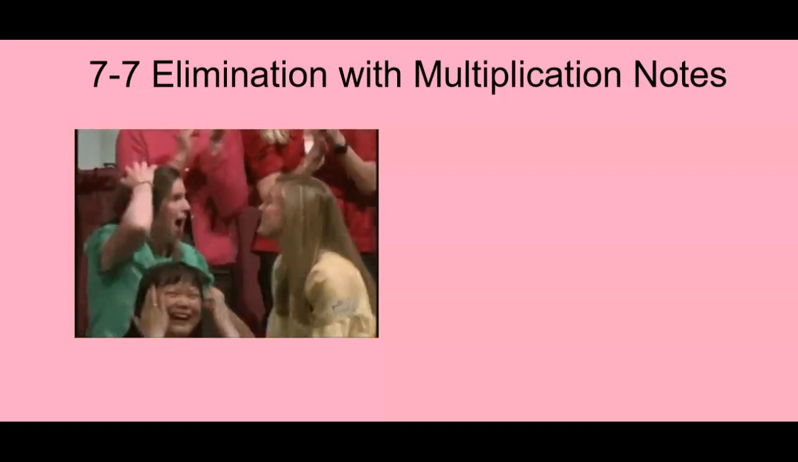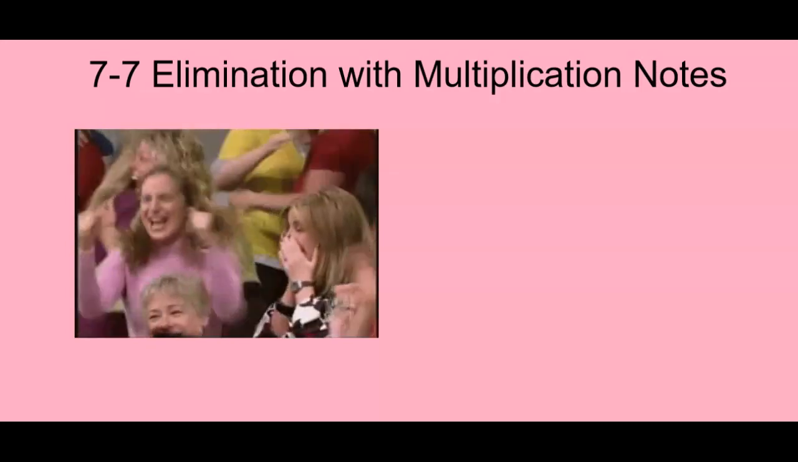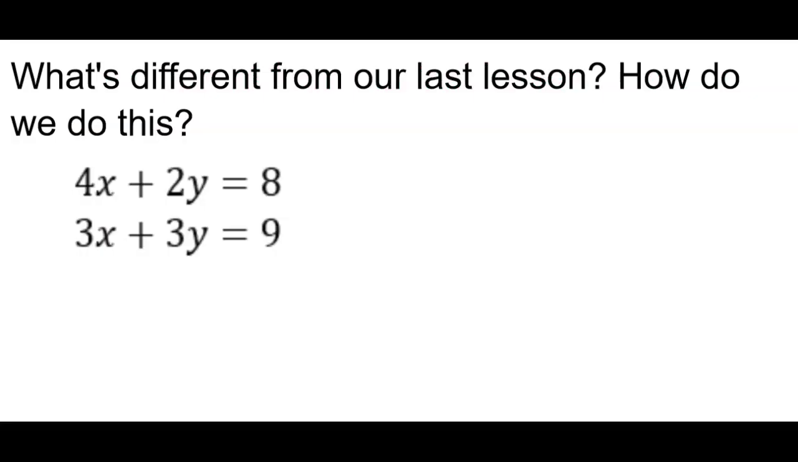I don't know if you noticed, but look at that problem. Can we do this the same way as we did in our last lesson? Well, this is a 4 and a 3, that's a 2 and a 3. Neither of those are the same. So, in this lesson, it is not the same. Here, we're going to have to multiply both coefficients. Write that on that first line.